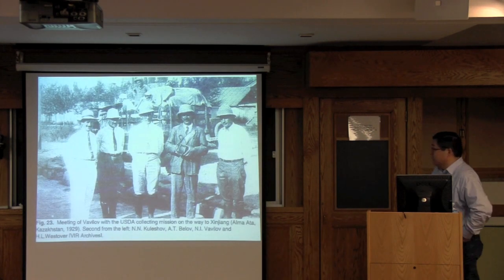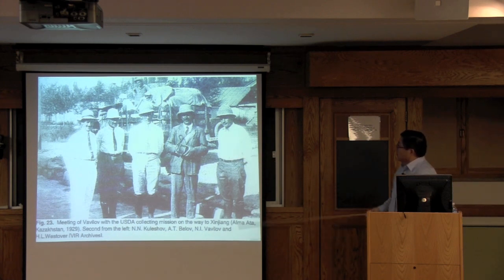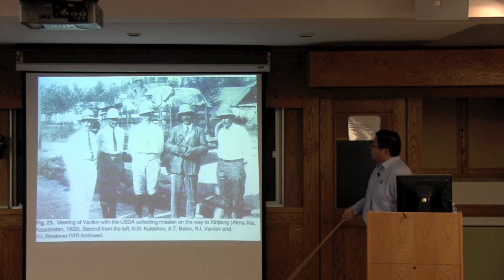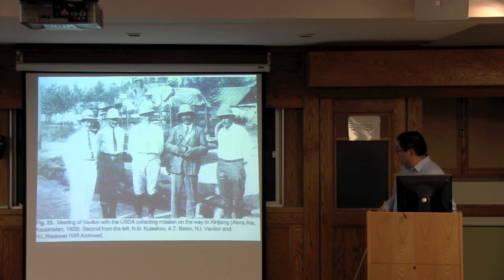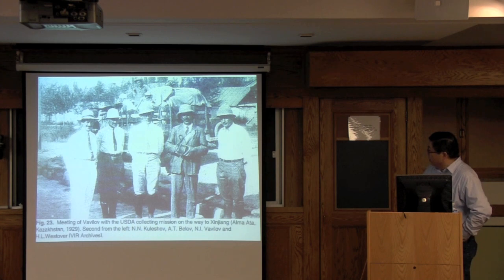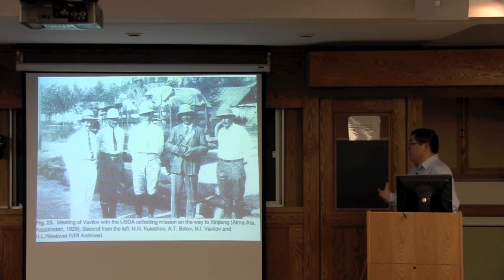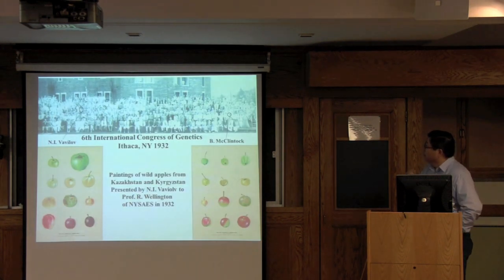Here's a picture from 1929. This is Westover, who came from USDA. This is Vavilov, and they met up in Alma-Ata, basically in Kazakhstan, looking around the Malus sieversii material in that region. And then basically 60 years later, another group of USDA scientists from Geneva went there to collect the material.